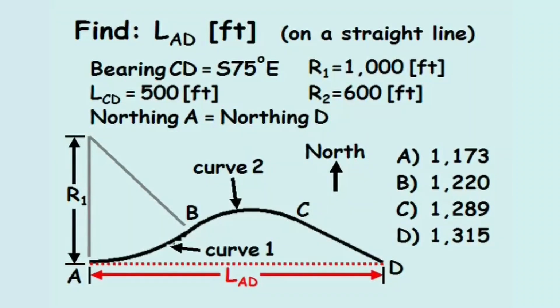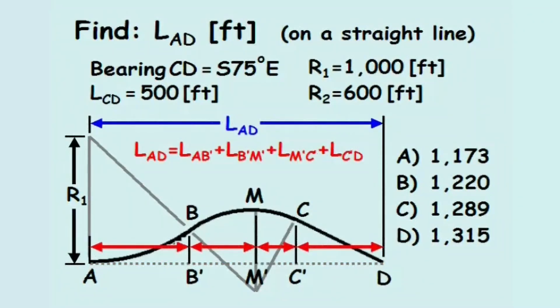To find the straight line distance between points A and D, we'll sum up the distances between points A and B prime, B prime and M prime, M prime and C prime, and C prime and point D, where the prime indicates a point's southward projection onto the straight line between points A and D. To begin, we'll first determine the length of segment C prime D.